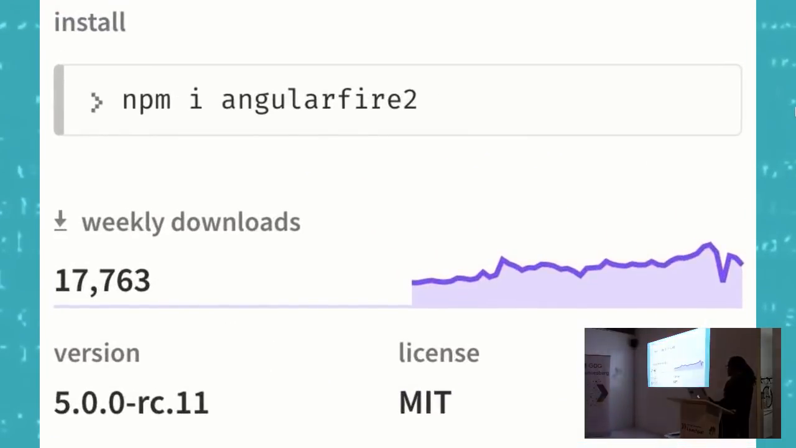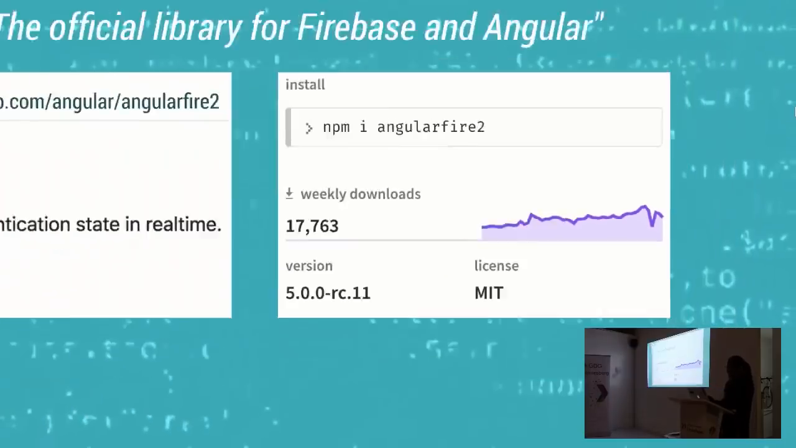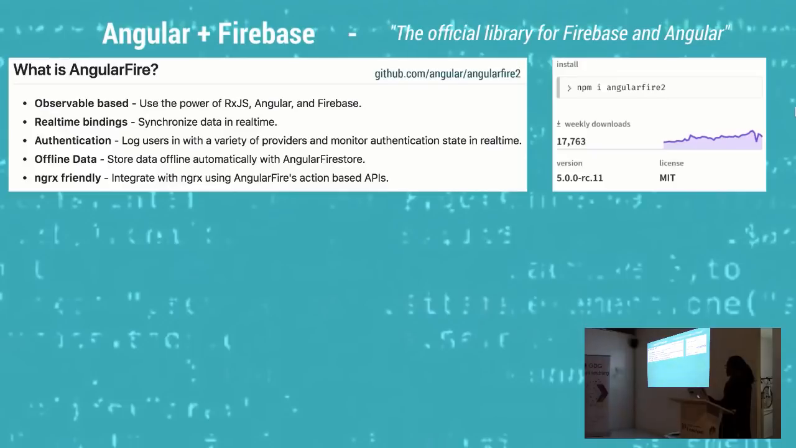It's pretty popular. This was taken about a week ago, I think. It's just over 17,000 downloads a week. It's currently at RC, release candidate 11, but they move pretty fast. So by the time you go and check it out, it might be on 12. There have been some breaking changes in the past. I learned the hard way, but it's something that you need to keep in mind. But it's got very good support and a community behind it.